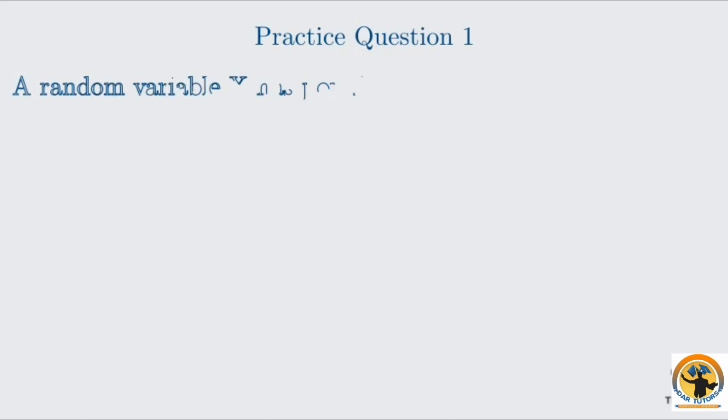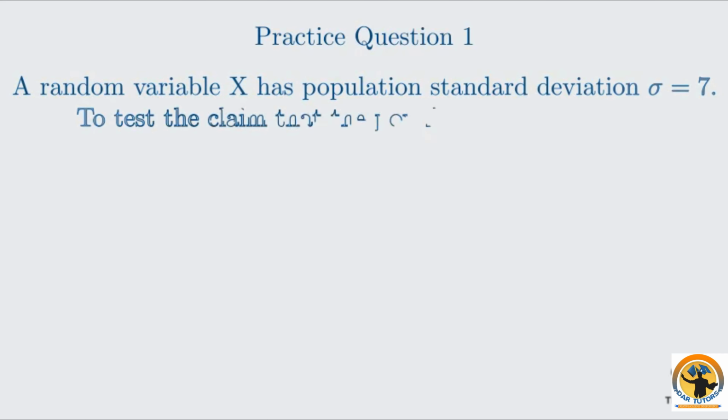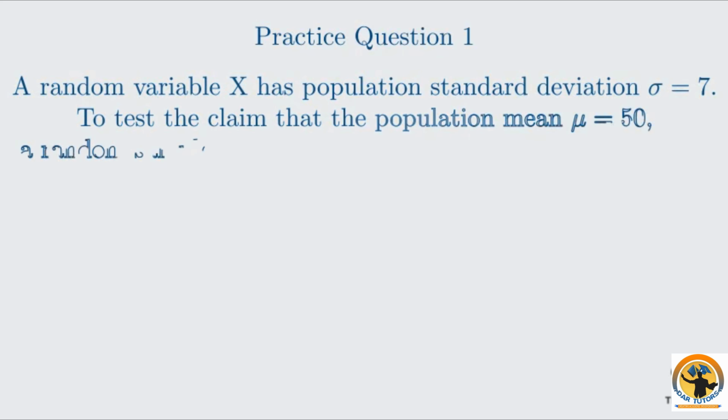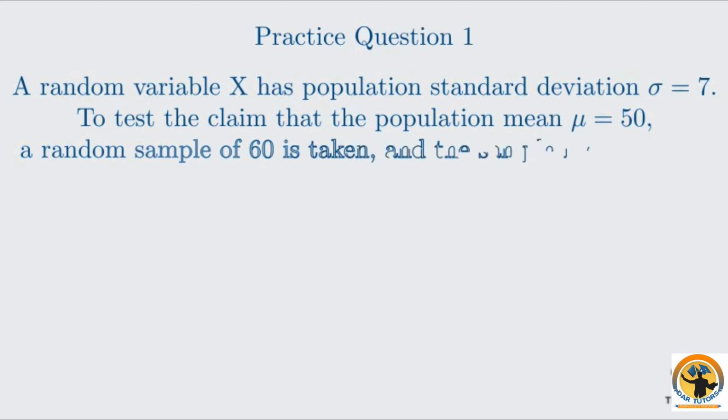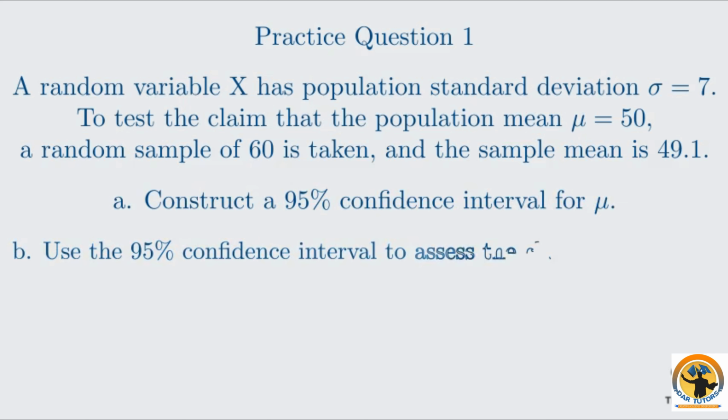It's time to put your knowledge to the test. Let's look at some IB-style practice questions. Question 1. A random variable x has a population standard deviation of 7. To test the claim that the population mean mu is 50, a random sample of 60 is taken, and the sample mean is 49.1. Part A, construct a 95% confidence interval for mu. Part B, use the confidence interval to assess the claim that mu equals 50.